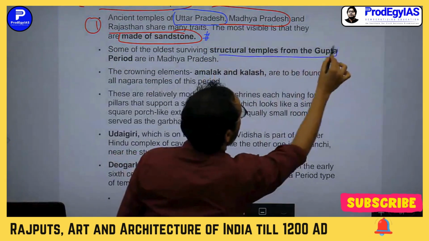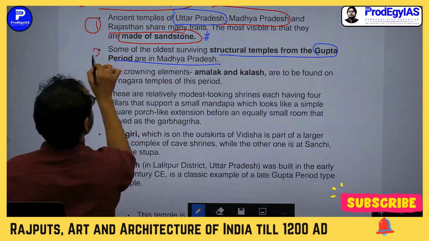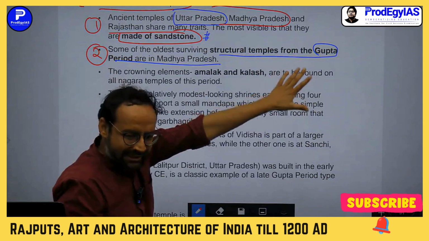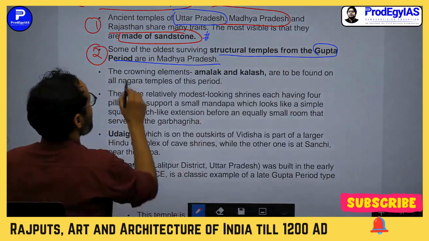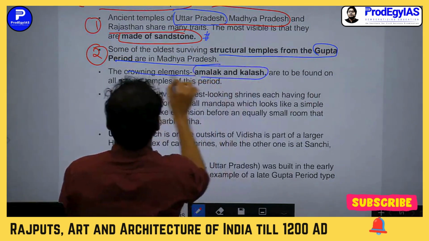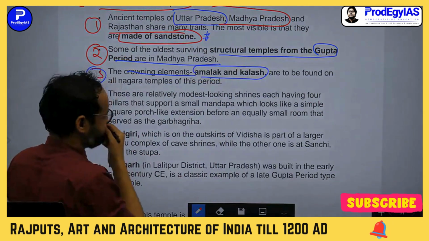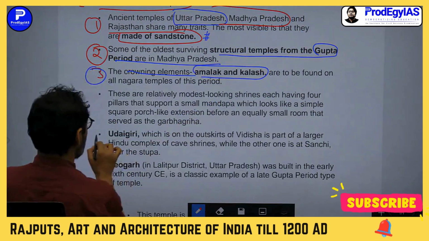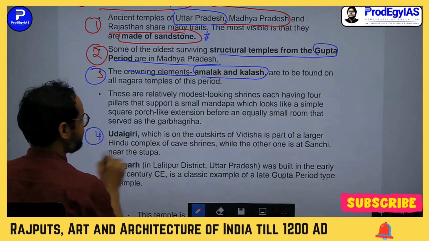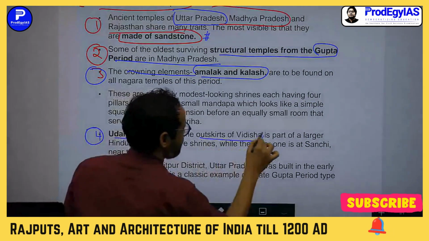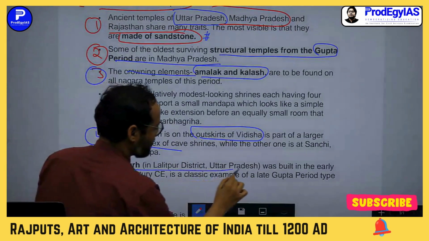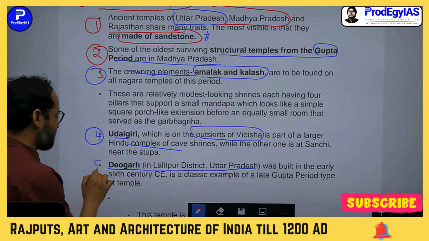And this is also important. What is the time period? I hope there's no problem as far as chronology is concerned. 5th century, 6th century onwards. Crowning elements are Amalaka and Kalasha. Please put this at the 3rd point. This is not that important. Please put the 4th point as this. And just write Devgarh, Uttar Pradesh as your 5th point.